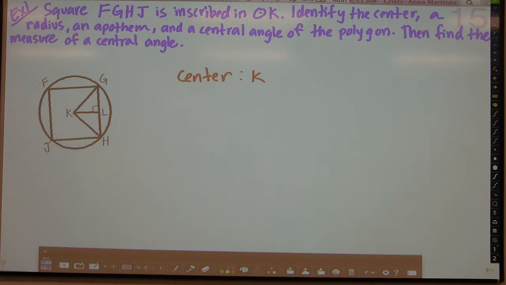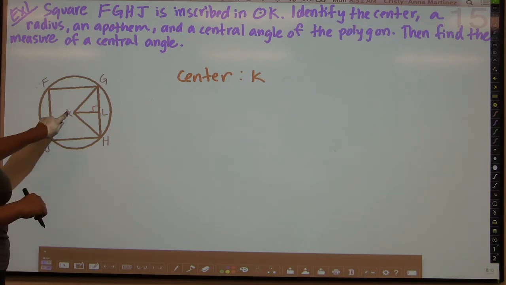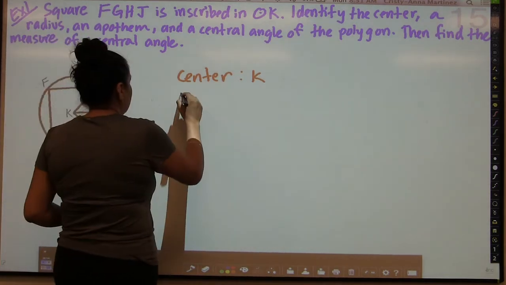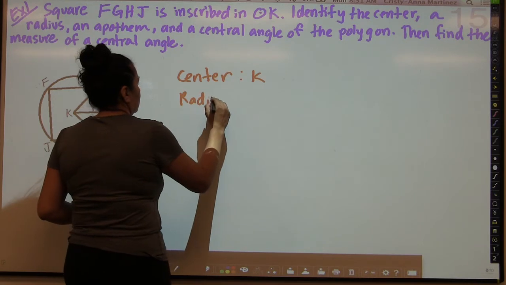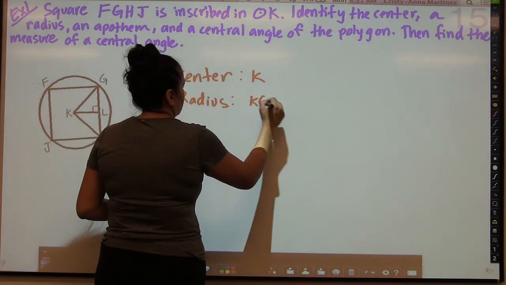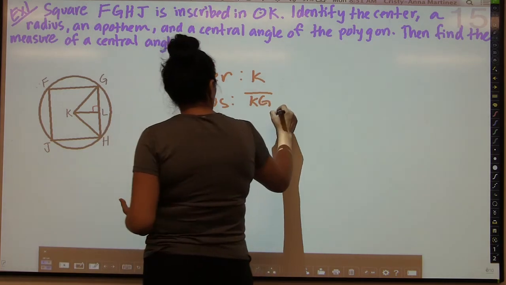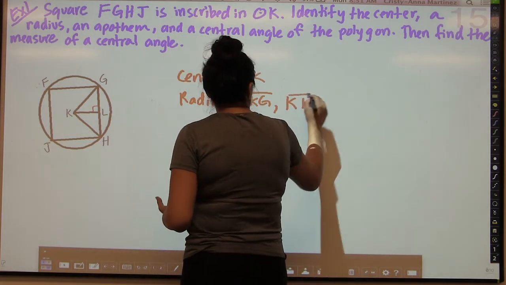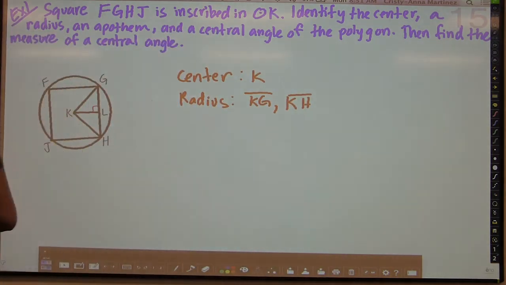The next thing they want us to find is a radius. It says a radius because there are two that are pictured here. You can either put segment KG. You only have to list one, but I'm going to list them both. KG and KH. So we have two radii in this case, so you can put either one.